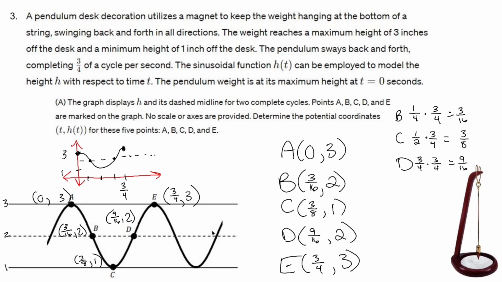Now, the reality is there's an infinite amount of answers here, right? Because if I wanted to be a silly goose and start at 3/4, 3, I could have. But I didn't because I'm not insane. So that's why it says potential coordinates. All right, so that's A coming up with 5 points. Hooray!